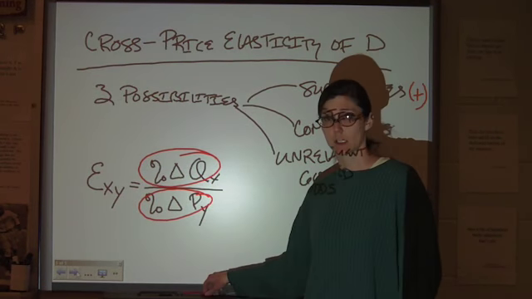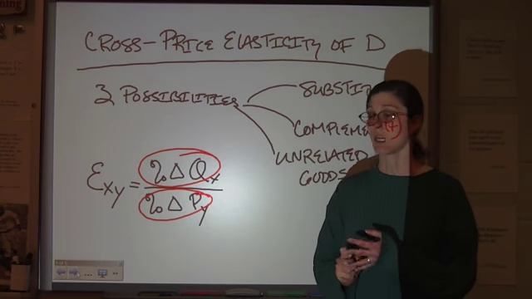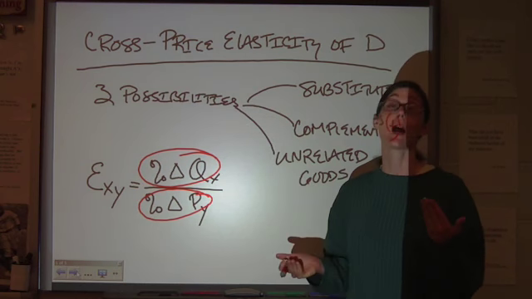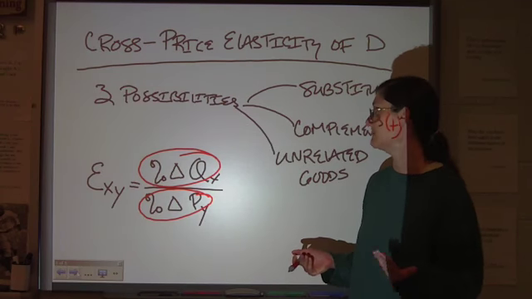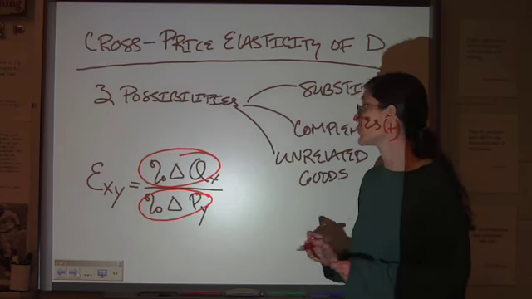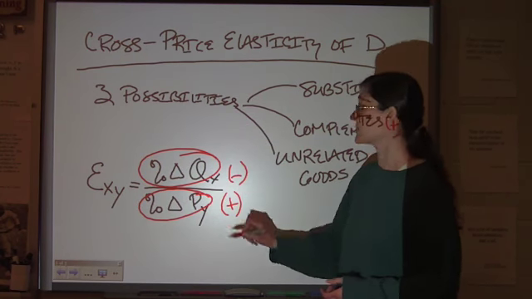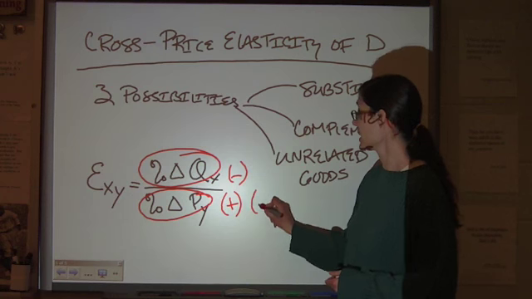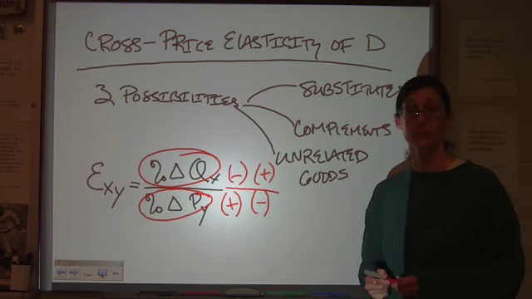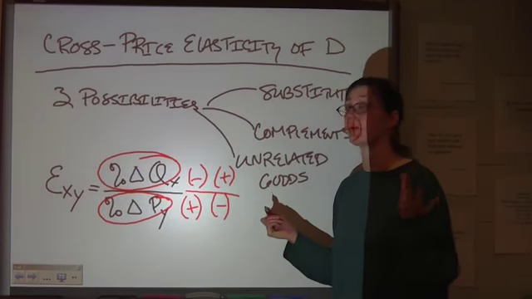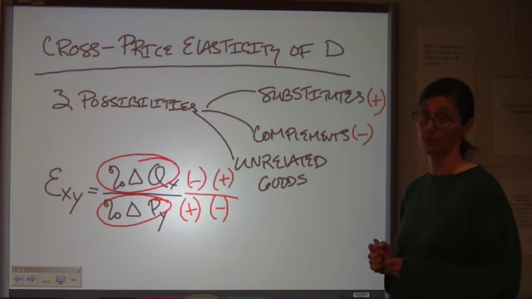What about complements? Remember that complements are two things that you buy and consume together. Easiest example is battery-operated toys. You can't use the toy unless you buy the batteries to put in it. So what happens if the toy gets more expensive? You're going to buy fewer batteries. If the toy got cheaper, you buy more batteries. Positive divided by a negative, negative divided by a positive, you get a negative cross-price elasticity for two complements.